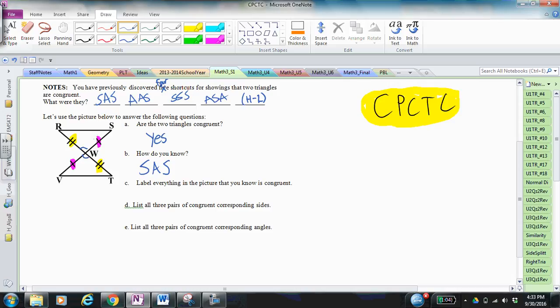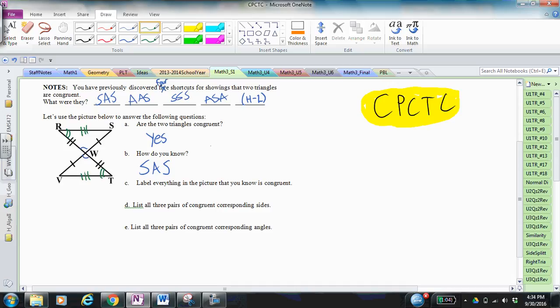So now based on the fact that these triangles are congruent, I want you to pause the video and take 10 seconds to label everything now that you know is congruent based on the fact that the triangles are congruent. So you pause the video, you labeled everything in the triangles that you think are congruent, and intuitively, you probably know, oh, okay, so now these are congruent, and these are congruent.